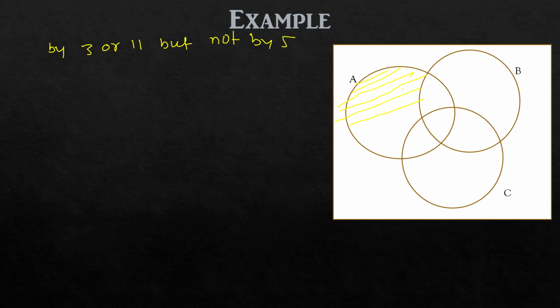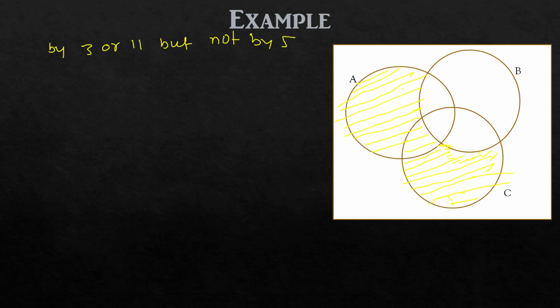Okay? Now this is the Venn diagram. Now these are the numbers which are divisible by 3, right? Again these are the numbers which are also divisible by 3 as well as by 11. Now this shaded portion is divisible by 3 or 11 but not by 5, right? Because of the remaining, total B which we consider is divisible by 5.